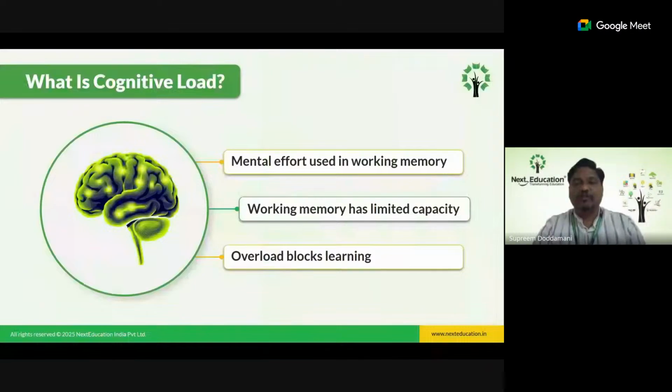So what is cognitive load? Cognitive load is nothing but the mental effort used in working memory, and working memory has limited capacity. Overload blocks learning. In the next slide, we will go through what exactly mental effort means, and how this memory is affected by its limited capacity. All these things we will see.